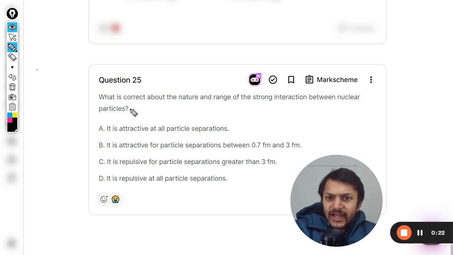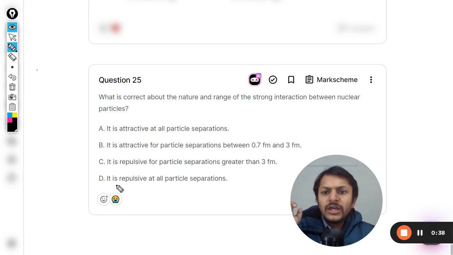It is attractive at all particle separations. It is attractive for the particle separation between 0.7 fermi and 3 fermi. It is repulsive for the particle separation greater than 3 fermi. No, it is repulsive at all the particle separations.